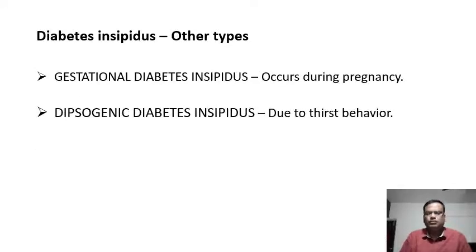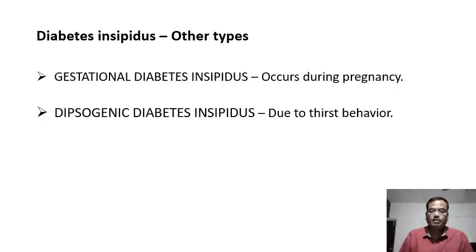Now, they also identify some other types of diabetes insipidus, and it may be temporary, like gestational diabetes insipidus. This occurs during pregnancy, and normally it becomes normal after the parturition, once the baby is born. So the diabetes insipidus which the pregnant woman suffers will become normal. Dipsogenic diabetes insipidus is due to thirst behavior.